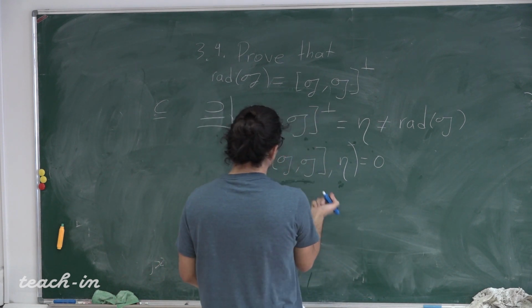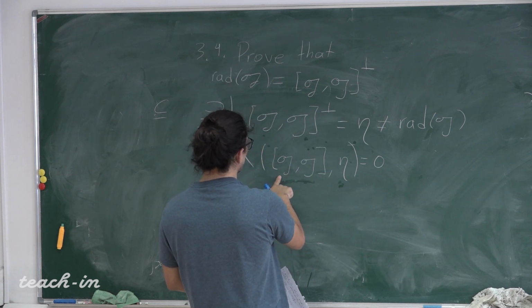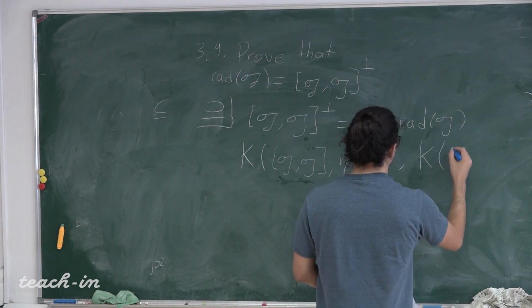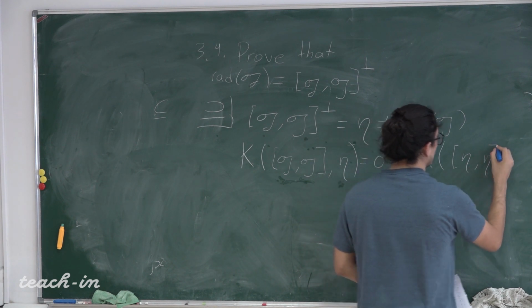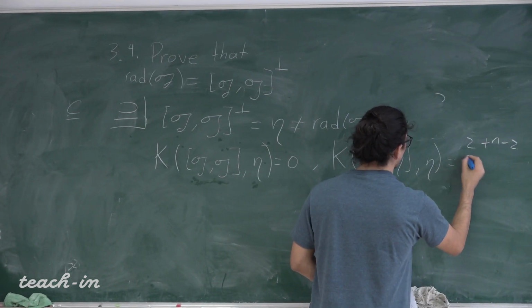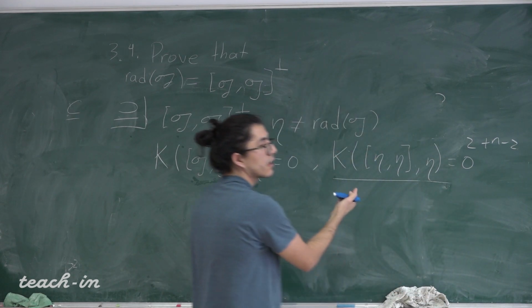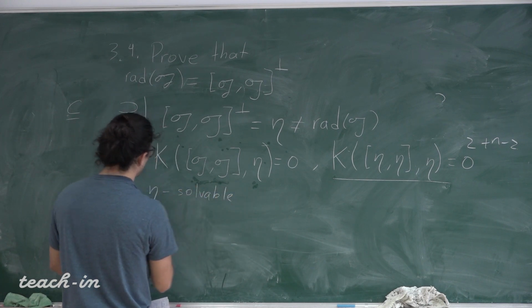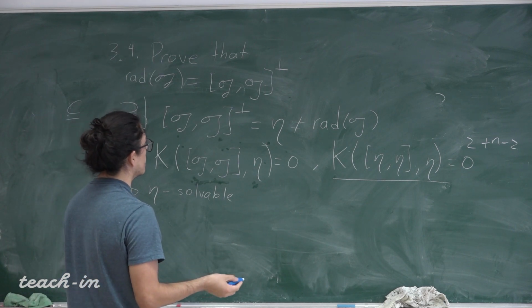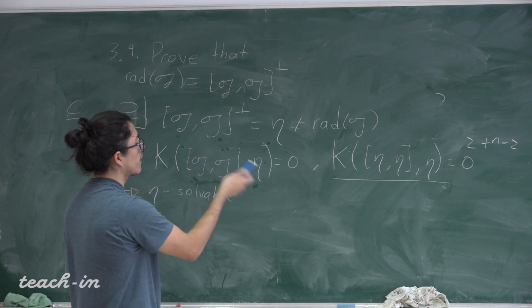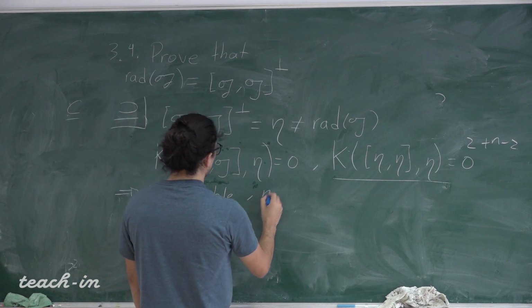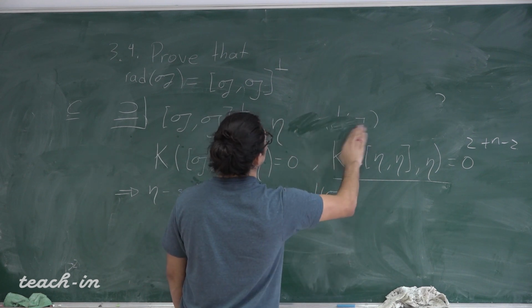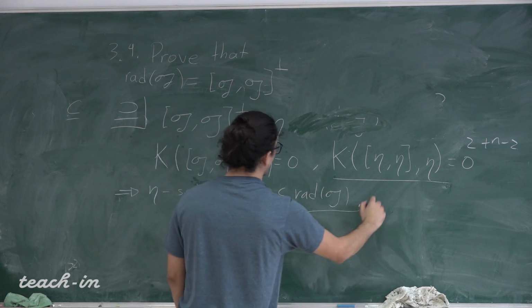Okay, so in particular, what will happen? Eta is contained in the Lie algebra. So, as a consequence, the Killing form evaluated on the commutant of eta with eta is also 0. And by Cartan's criterion, we have that eta is solvable. And as the radical is the maximal solvable ideal, eta is contained in the radical. So we have that inclusion.